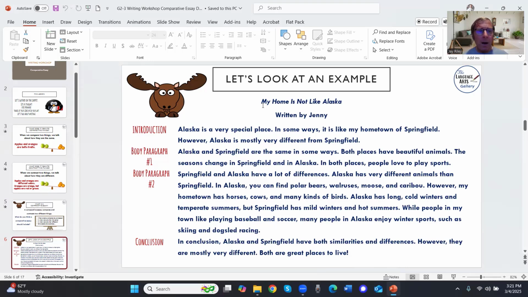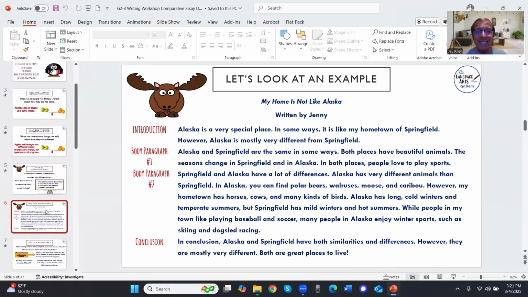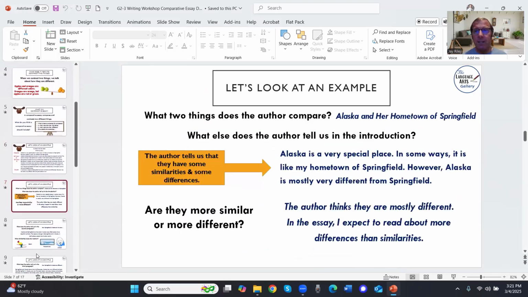So I want to go ahead and look in detail at the different parts of this essay, the structure of these paragraphs. We said the author's comparing her hometown of Springfield with Alaska. Now let's look at what she tells us in the introduction.